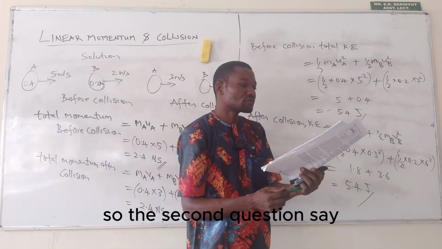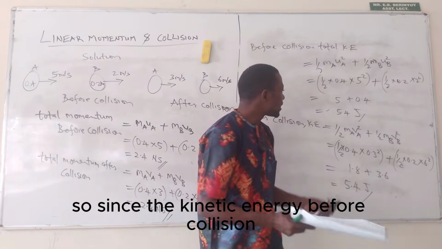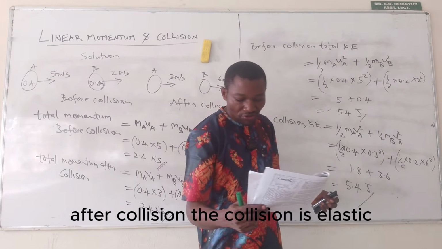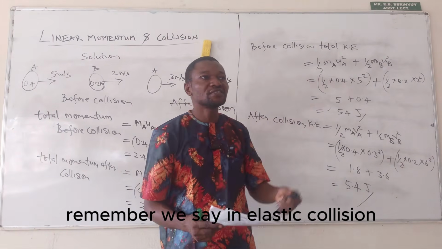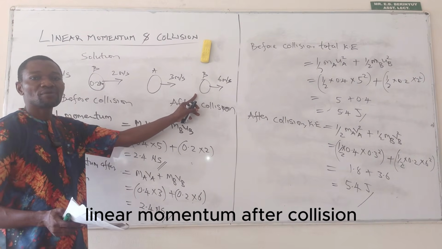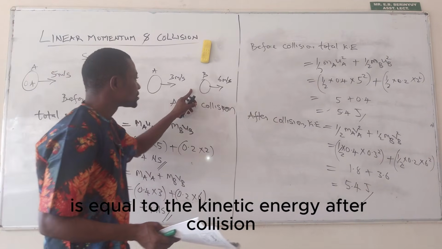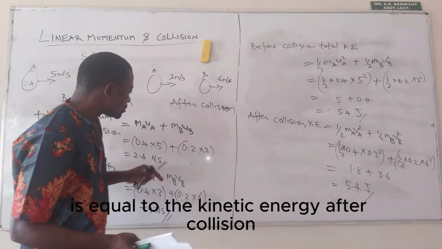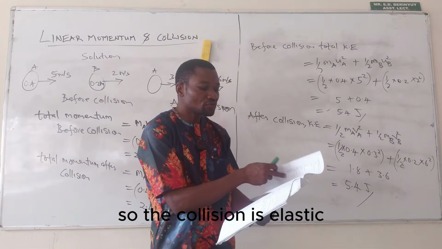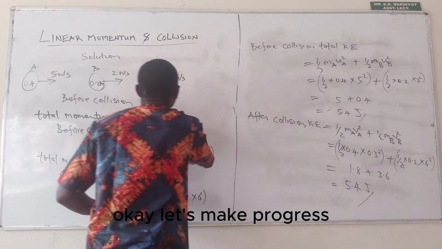So the second question says, is the collision elastic or inelastic? So since the kinetic energy before collision is the same as kinetic energy after collision, the collision is elastic. Remember, we say in elastic collision, the linear momentum before collision is equal to linear momentum after collision, and the kinetic energy before collision is equal to the kinetic energy after collision. So we have proved that based on the value we have gotten here. So the collision is elastic. I hope you are understanding. Okay, let's make progress.